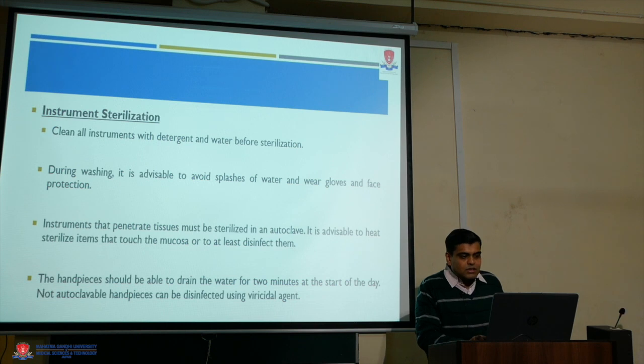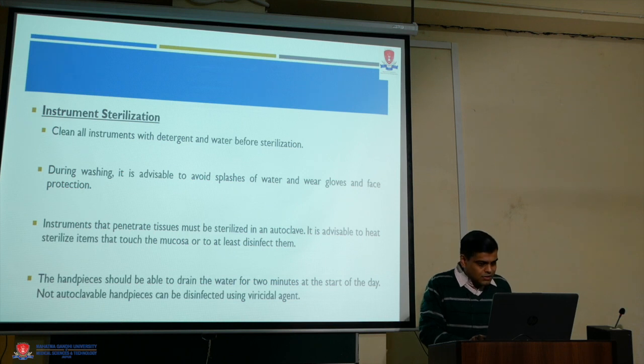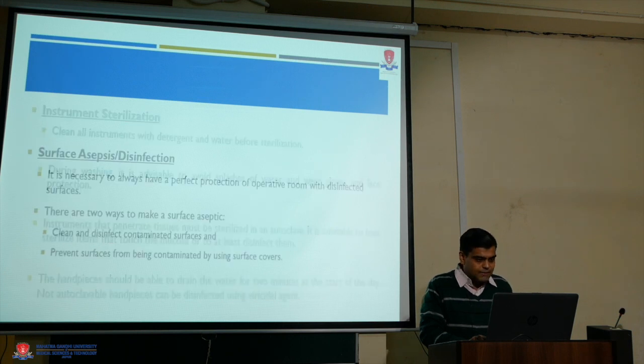Then coming to instrument sterilization, you should clean all the instruments with detergent and water before sterilization. During washing, it is advisable to avoid splashes of water and wear gloves and face protection. Instruments that penetrate tissue must be sterilized in an autoclave. It is advisable to heat sterilize items that touch the mucosa, or to at least disinfect them. The handpiece should drain water for 2 minutes at the start of the day. Non-autoclavable handpieces should be disinfected using a virucidal agent.